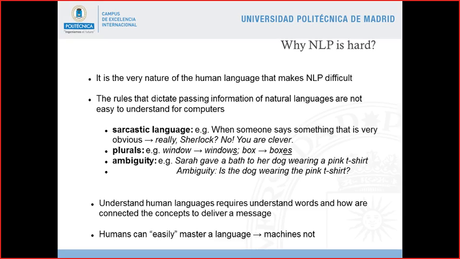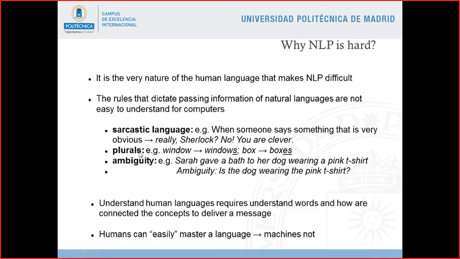For example, "Really, Sherlock? No, you are clever." In this case, if a machine has to detect the sentiment of this sentence, it will classify it as something positive because "clever" is a positive word, so this entire sentence is positive. But no, it's not positive. It's something negative.